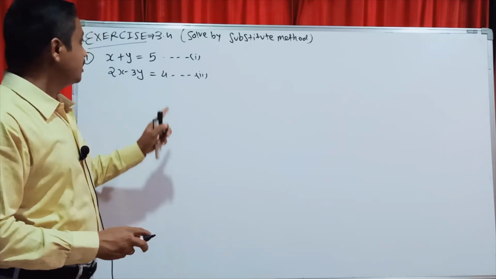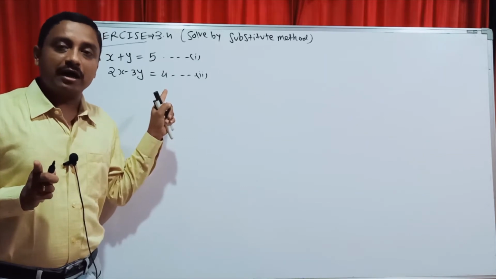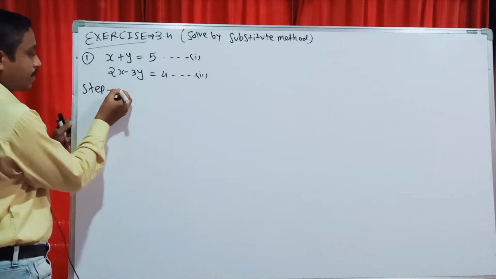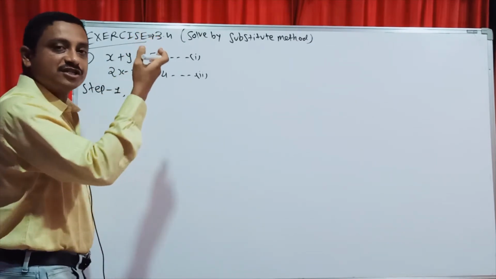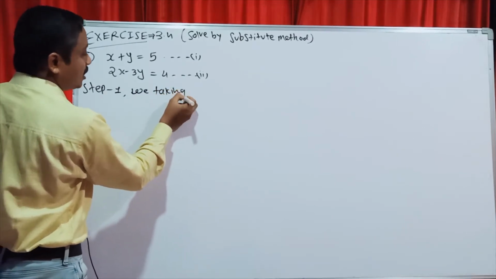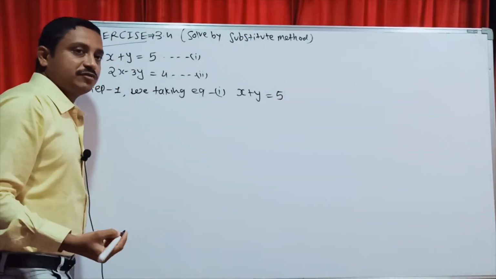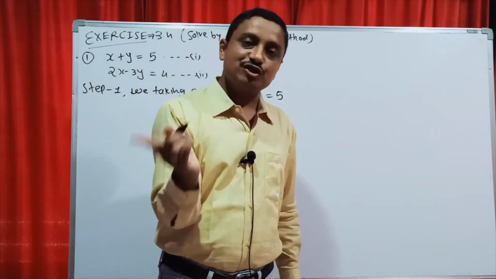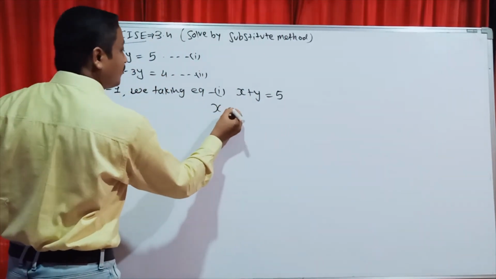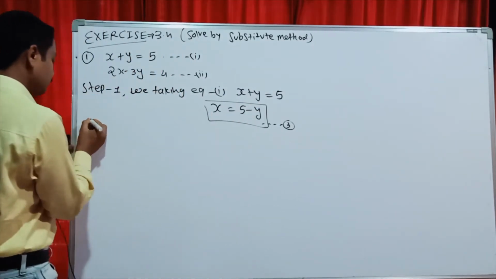Yes, now substitutions method. This question already I explained in the elimination method, students. But now I turn to substitutions. So step 1. You start any one equation, either first, either second. We taking equation number 1, x plus y is equal to 5. Best way, first method start, first to second apply, either second equation start, in the first equation apply. So here x separate, 5 minus y, and that get equation number 3.